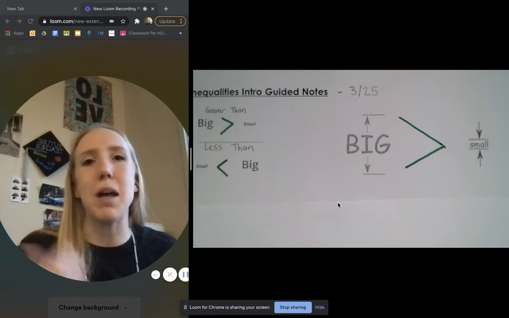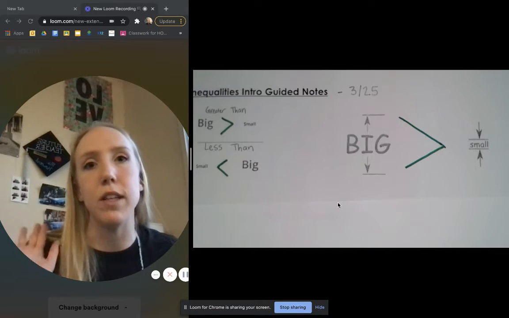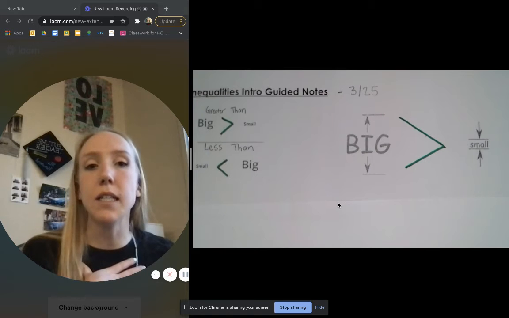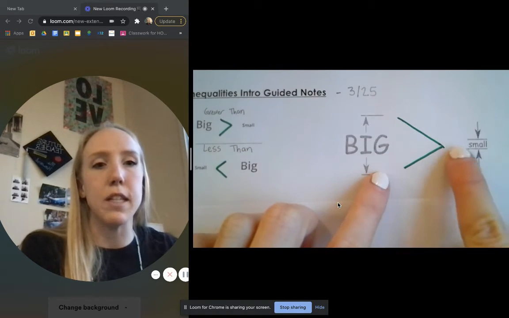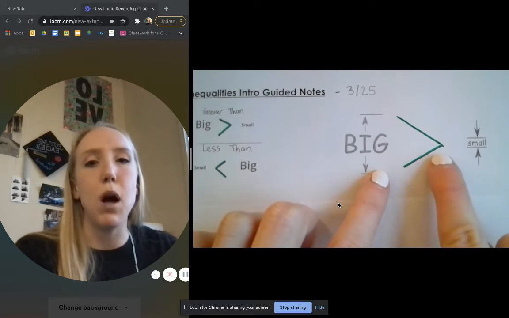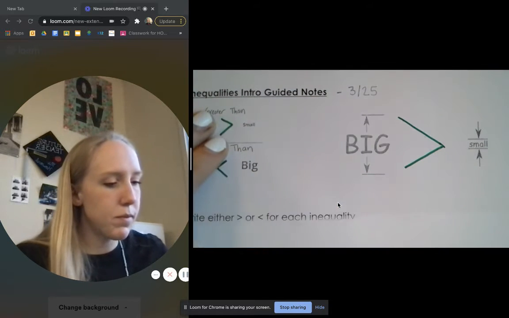Some people think about it like, oh, which one would the alligator eat? I don't know if you've heard of that before. If you haven't, then you can ignore it. But that kind of is confusing to me, at least. And how I think about it is this part of the sign is a lot bigger than this little point. So I put the big part of the sign to the bigger number and the small part of the sign to the smaller number. Okay.